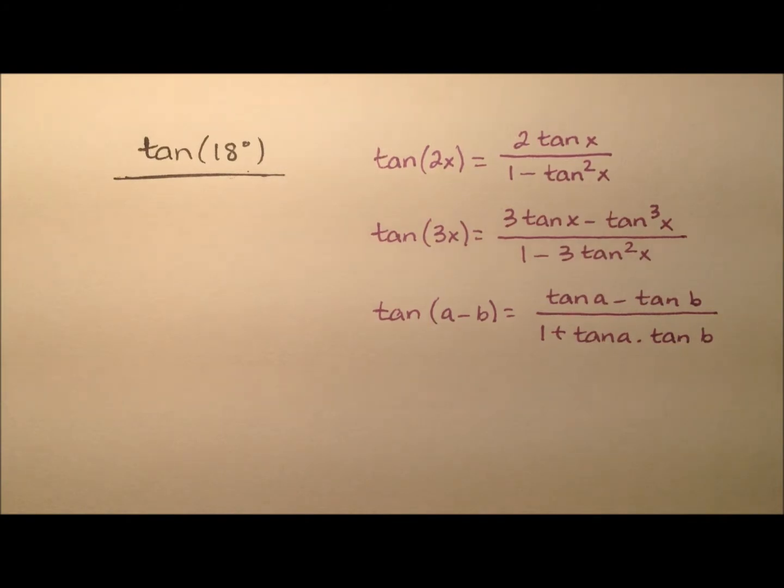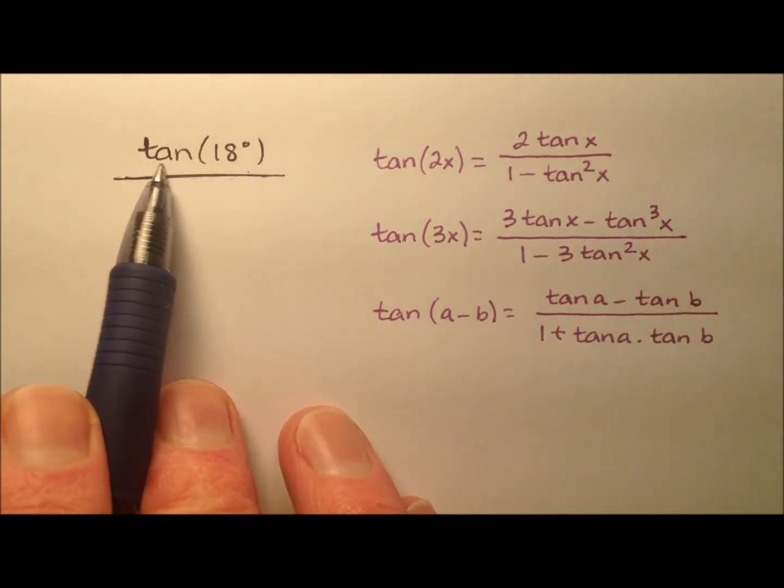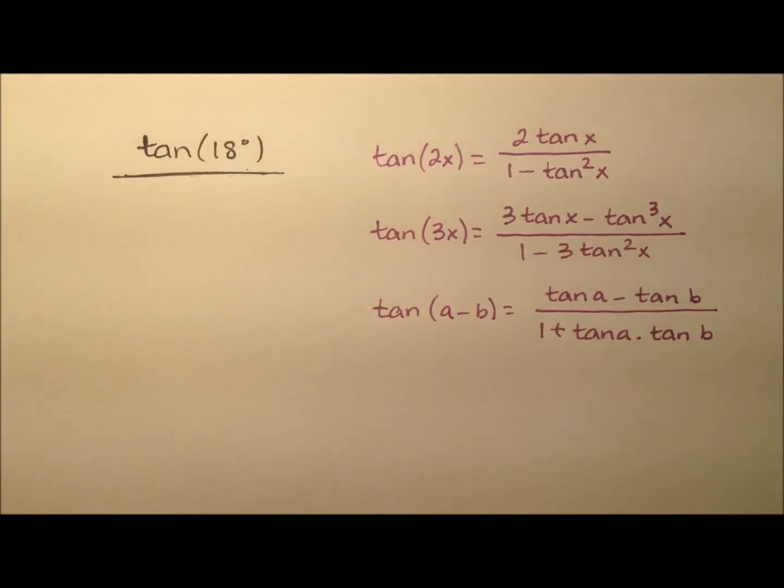In this example, we're going to work through and find the exact value for the tangent of 18 degrees. And as a consequence of the process we're going to use, we're also going to find the exact value for the tangent of 54 degrees as well.